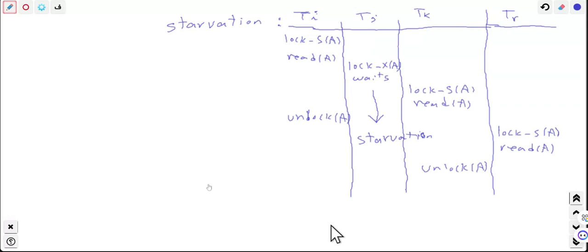Okay, as you see, we may have a starvation by locking because shared locks are compatible and exclusive lock is incompatible with the other locks. How can we prevent starvation? Can you suggest a solution to prevent starvation?